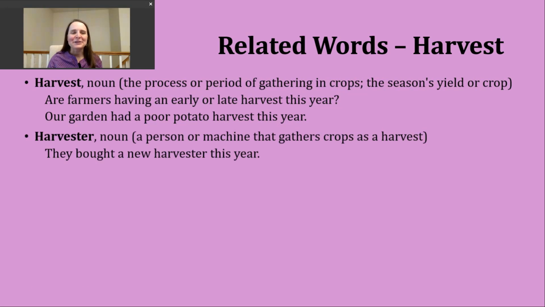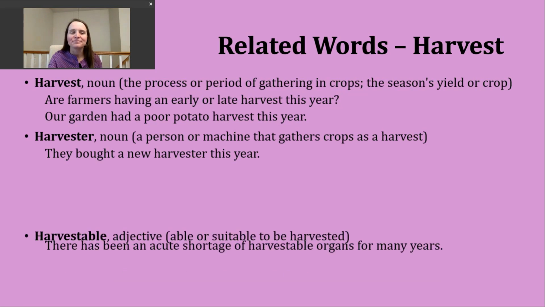The next word we're going to look at is the noun harvester. This can either refer to a person or a machine that gathers crops during a harvest, right? So during that process. An example of this, you might hear of a farmer or a farming corporation that bought a new harvester this year. So that would be referring to the machine.